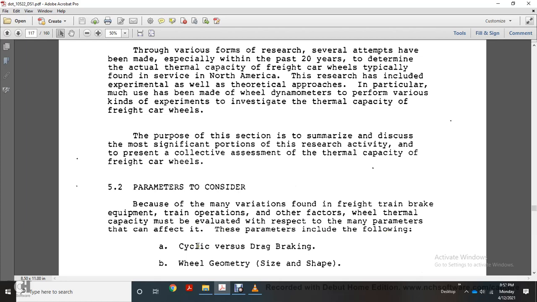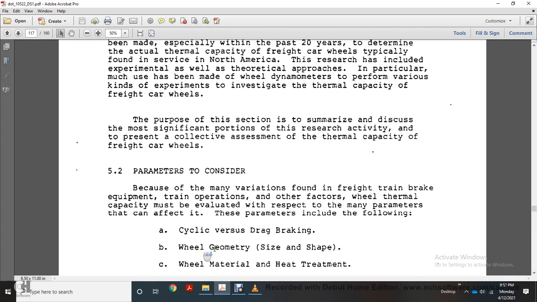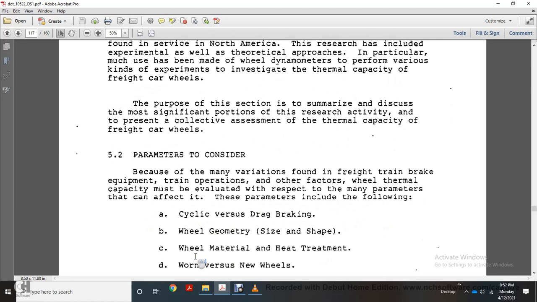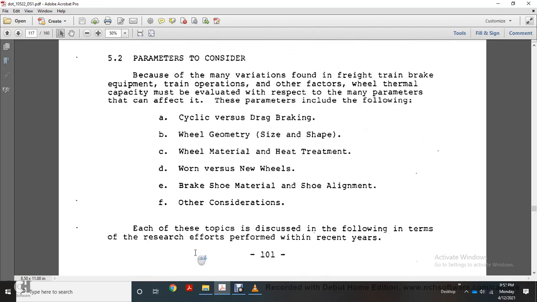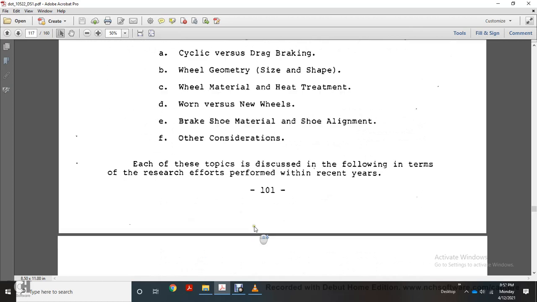Parameters include the following: cyclic versus drag braking, wheel diameter, size and shape, wheel material, heat treatment, and worn versus non-worn versus new wheels, brake shoe material, shoe alignment, and other considerations. Each of these topics is discussed in the following in terms of the research efforts performed in recent years.